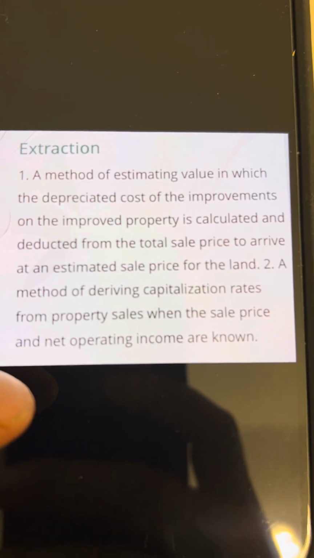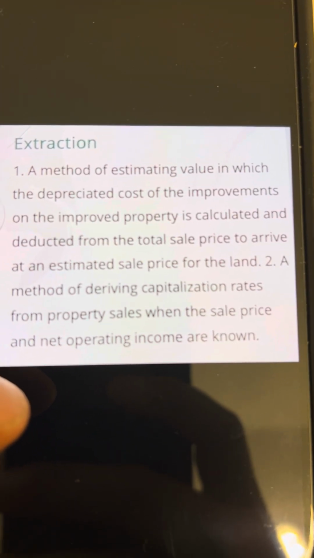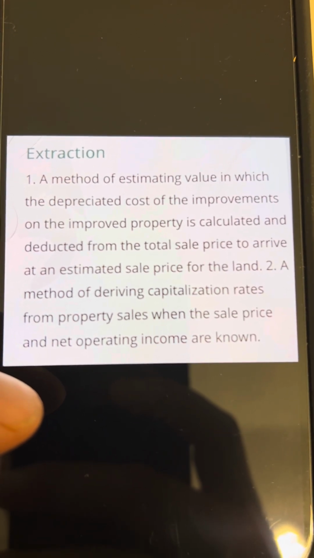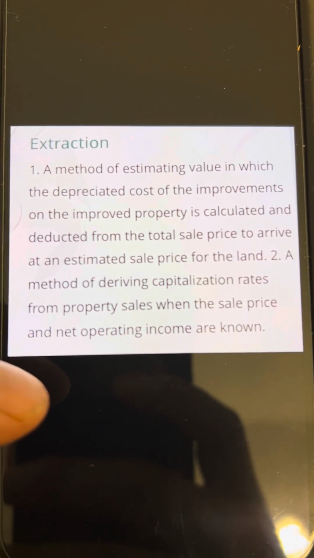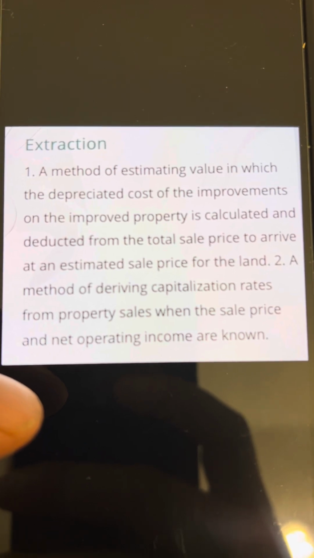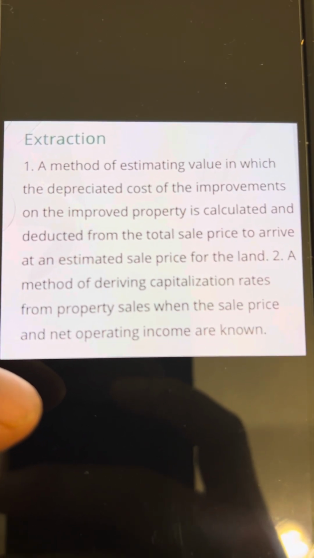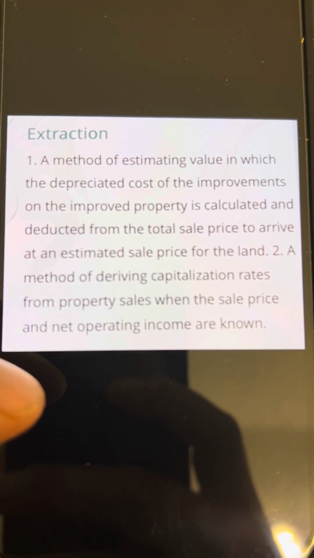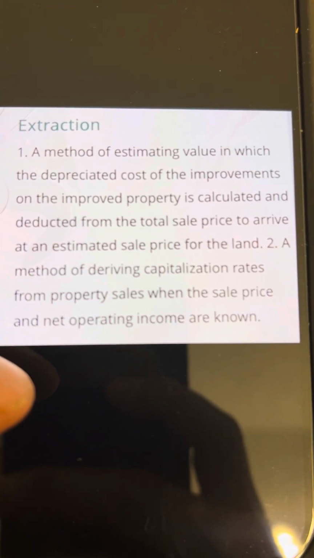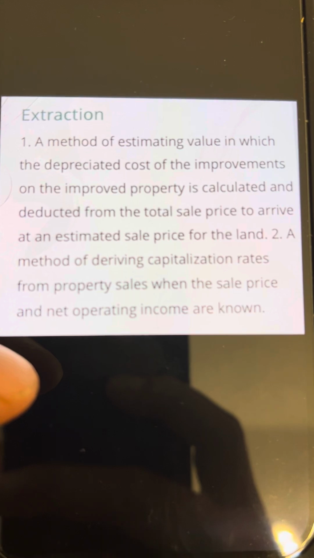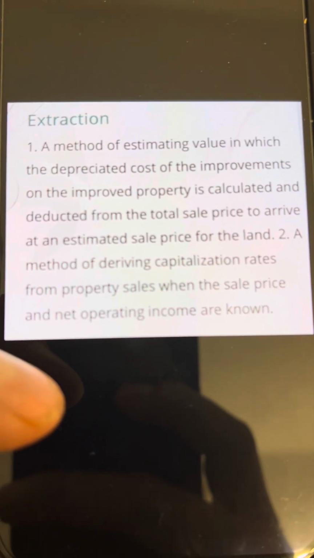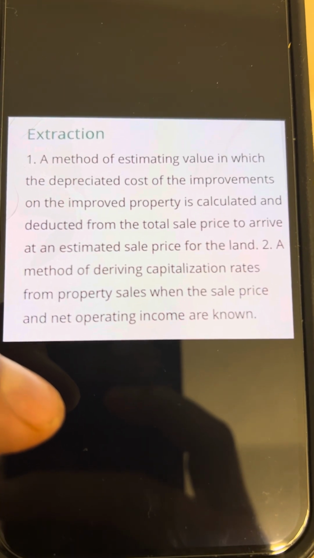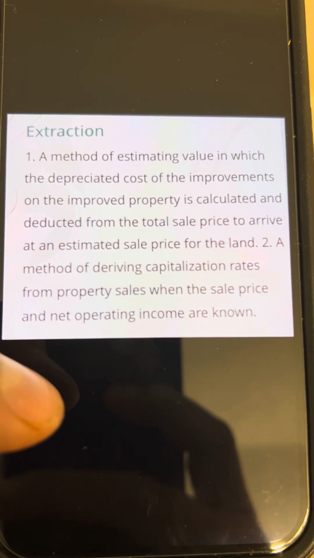Number 8, a method of estimating value in which the depreciated cost of the improvements on the improved property is calculated and deducted from the total sale price to arrive at an estimated sale price for the land. A method of deriving capitalization rates from the property sales when the sale price and net operating income are known. The answer is extraction.